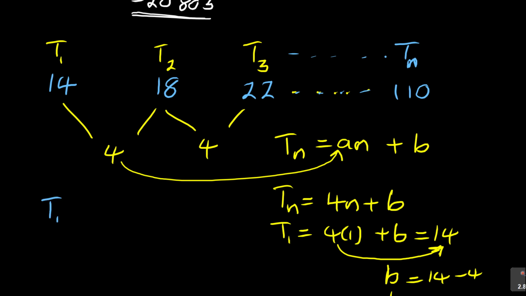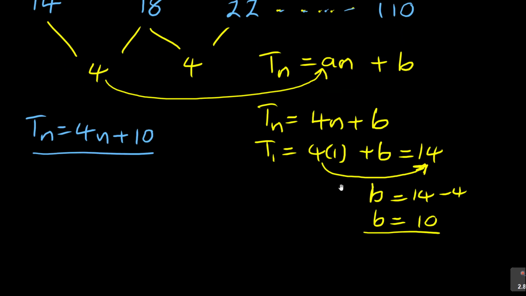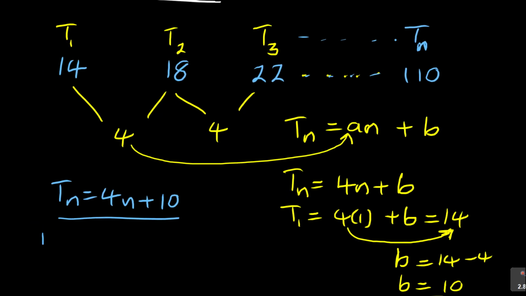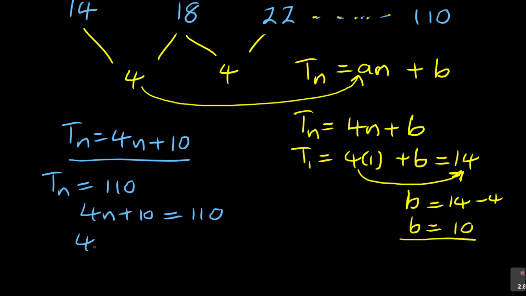It will be Tn is equal to 4n plus 10. Are you with me? Now we want to find what n is when Tn is 110. So we are saying if Tn is equal to 110, what is n? So we've got 4n plus 10 is 110. That's where the trick was. And then after that, you have 4n is equal to 110 minus 10, and 4n is equal to 100.